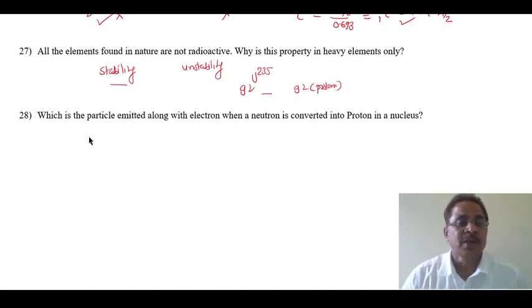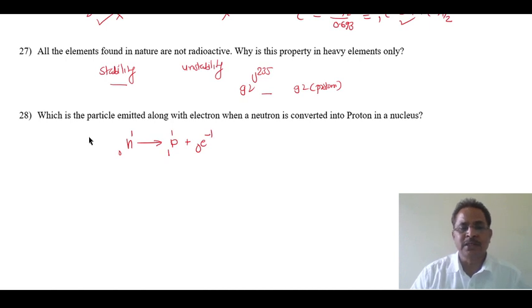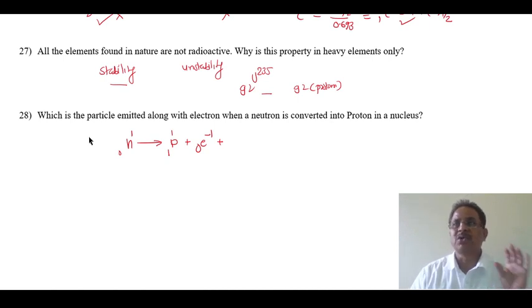And the last question: which particle is emitted along with the electron when a neutron is converted into a proton in a nucleus? I am sure you have studied beta decay earlier. Beta decay is the process where a neutron gets converted into a proton. So this is 0n1 going to 1p1, a hydrogen nucleus or proton, plus 0e-1. A negatively charged electron particle comes out there.